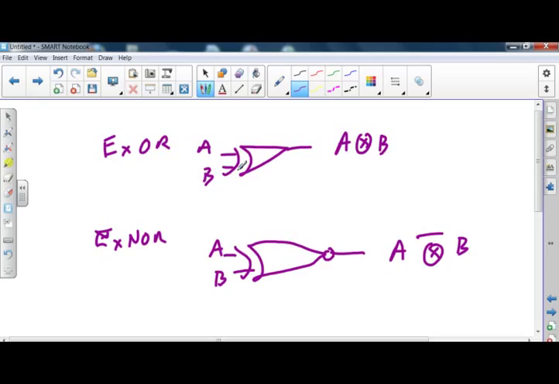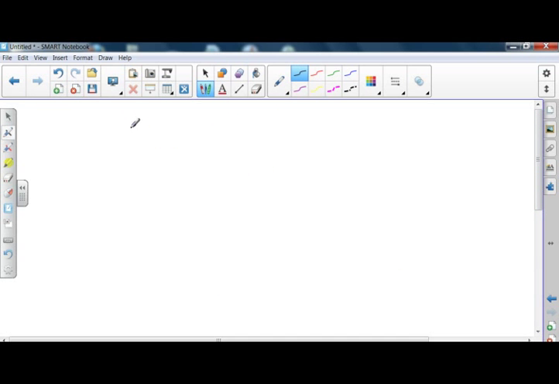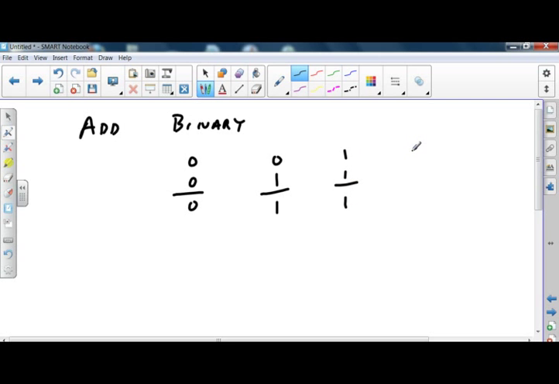All right, and they say, well, that's interesting, why would I care? So now we're going to switch gears here. I'm going to add binary. So I've got 0, 0, I get 0. I have 0, 1, I get 1. I have 1, 0, and I get 1. I get 1, 1, and I get 0 with a carry.